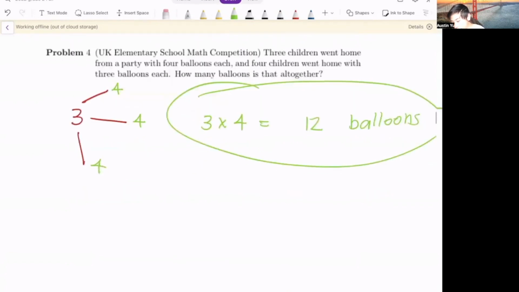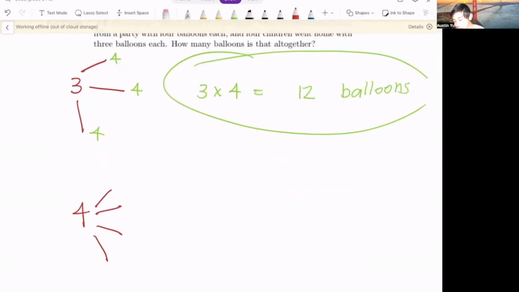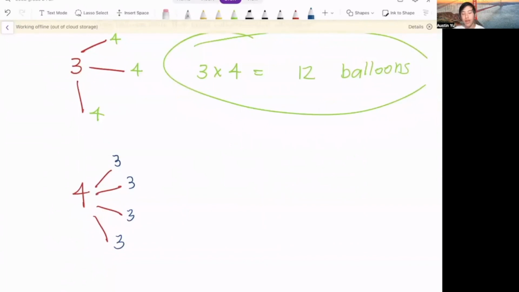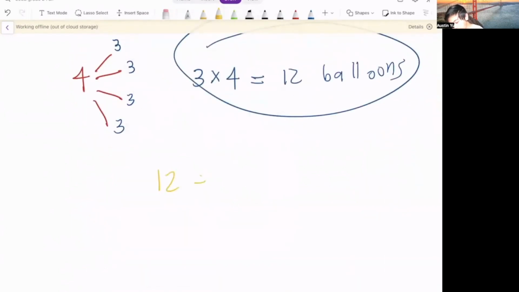And then the next one is 4 children went home with 3 balloons each. So be careful, we need to draw 4 lines since that is 4 children with 3 balloons each. So again, in blue this time, let's draw 3, 3, 3, 3, since each of these 4 people came home with 3 balloons. And again, that is just 3 times 4, again 12 balloons. So in total, let's just draw 12 plus 12 is 24. So in total, 24 balloons were given out.